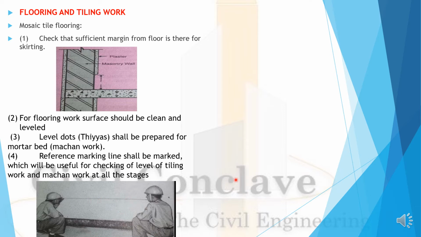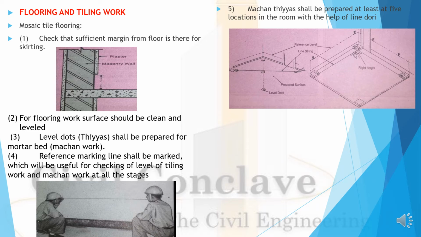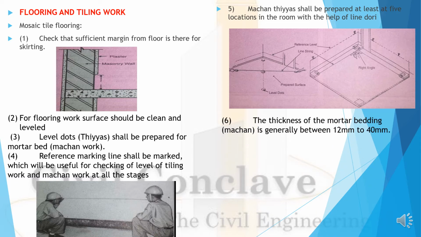So you can see this reference mark has been marked so that it will help you calculate the distances. Machan TRs shall be prepared at least at 5 locations in the room with the help of the line duri. See, like this, you can see this reference line has been given, tile cutting level has been provided, okay. On the prepared surfaces, these are the level TRs, okay, this is the right angle that has been fixed.